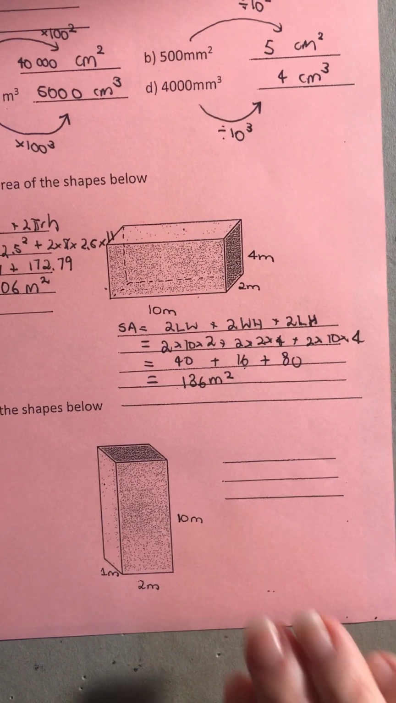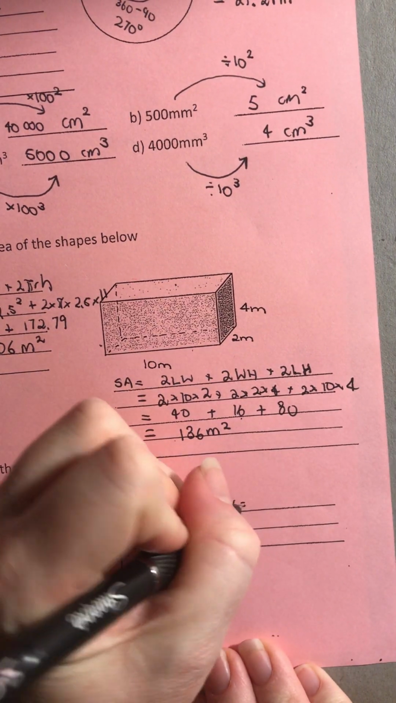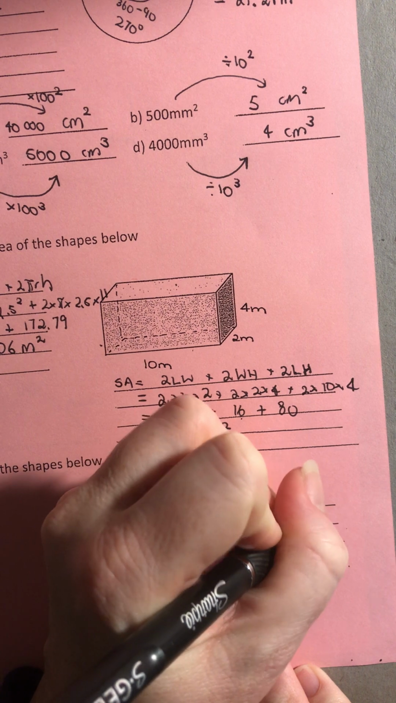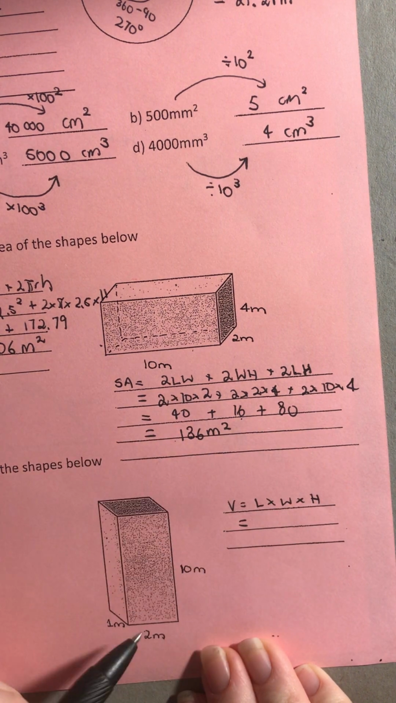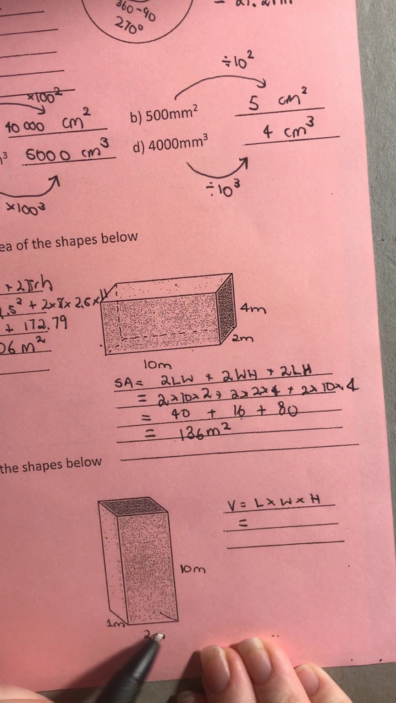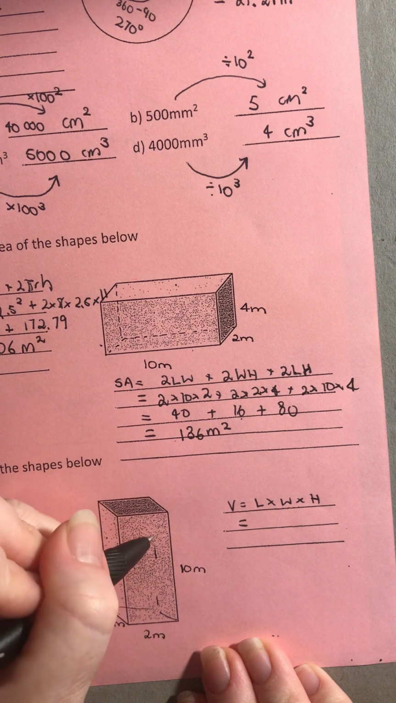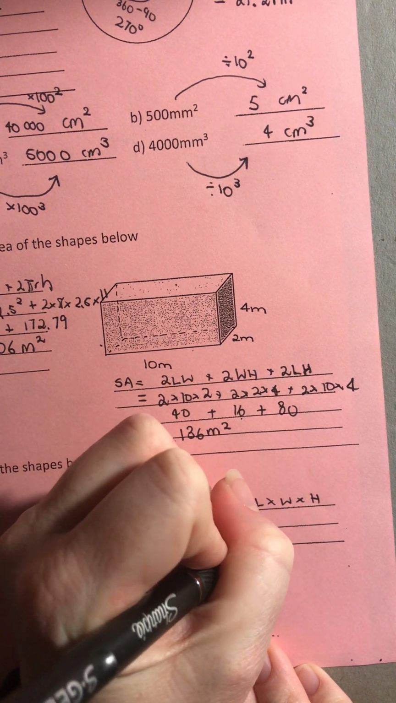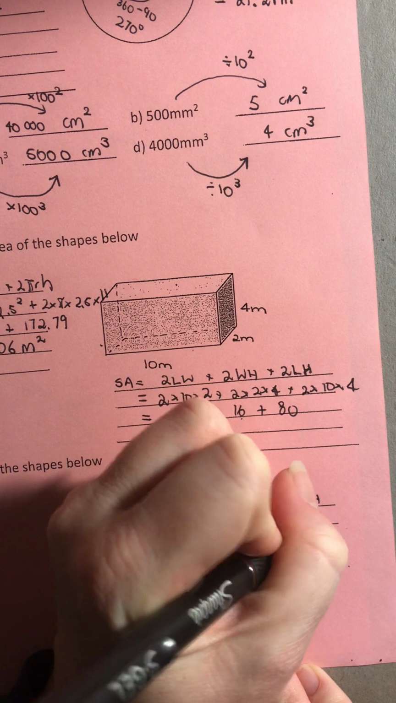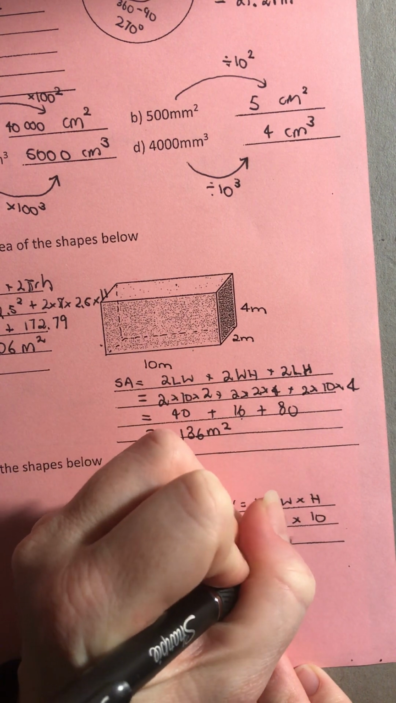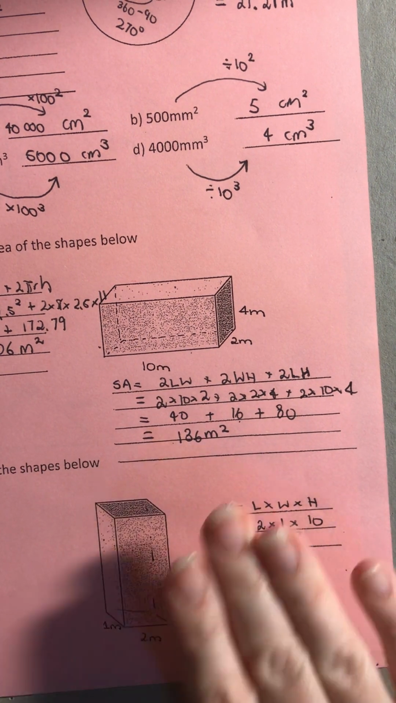The next one we have is a nice easy box. So our volume is length times width times height, because we've got area of base times height, and our base is length times width. So we've got 2 times 1 times 10. So we will get 20 meters cubed.